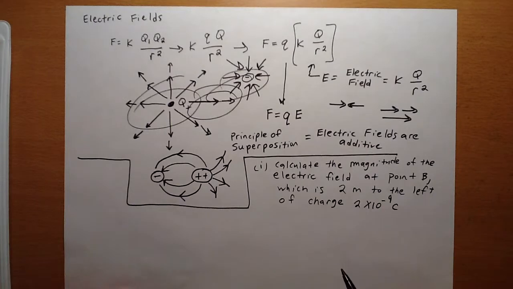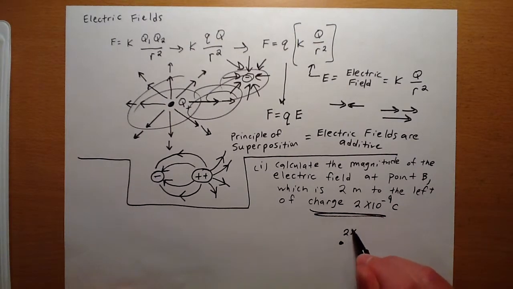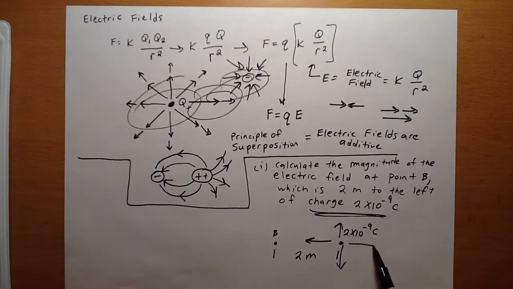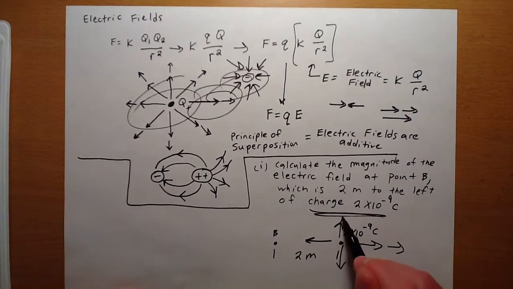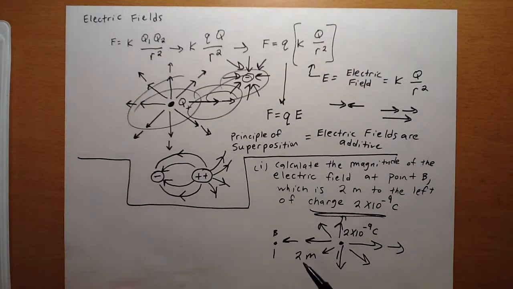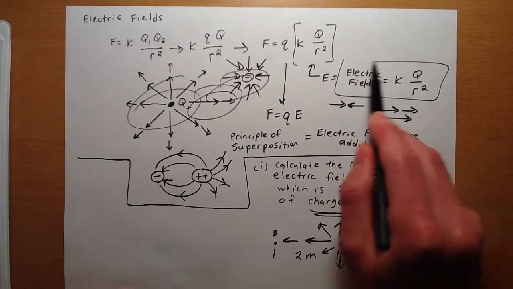So we're going to draw this out, because it's always a good idea to draw out the diagram. Here's a charge right here, and it has a value of 2 times 10 to the negative 9 coulombs. And then we have point B, which is 2 meters away. And we're going to draw the field lines so we can understand what's going on here. So we have the field lines going out of the positively charged object.